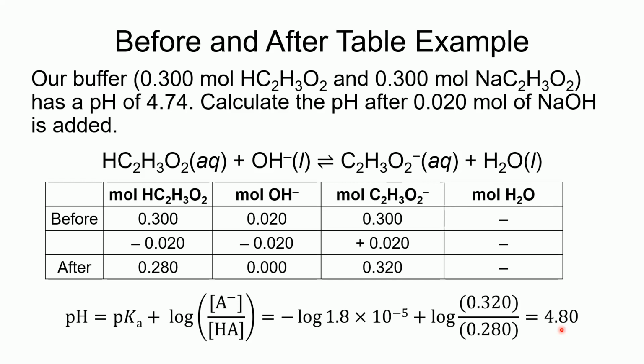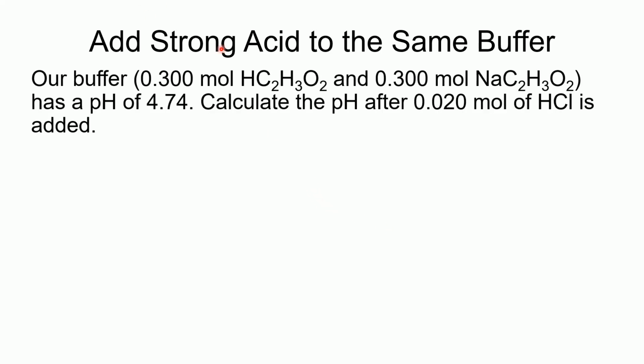Not bad. Well, now let's look at the opposite situation. Instead of adding a strong base, we're going to add a strong acid. So here is our buffer. Again, we're starting back at the original 0.30 and 0.30 moles of the weak acid and the conjugate base. Our original pH, of course, was 4.74. We now want to calculate the pH after adding 0.020 moles of HCl.